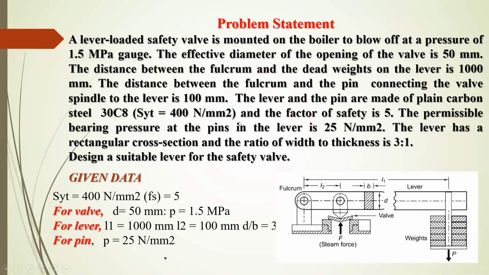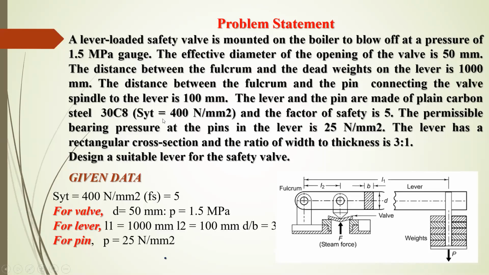Then the factor of safety is 5, given to design the lever. The permissible bearing pressure at the pin in the lever is 25 Newton per mm square. Here you can see there are two pins used for the lever. One pin is at the fulcrum, and the second pin is at the valve section. So two pins are used in the lever. The bearing pressure for both the pins is given as 25 Newton per mm square.